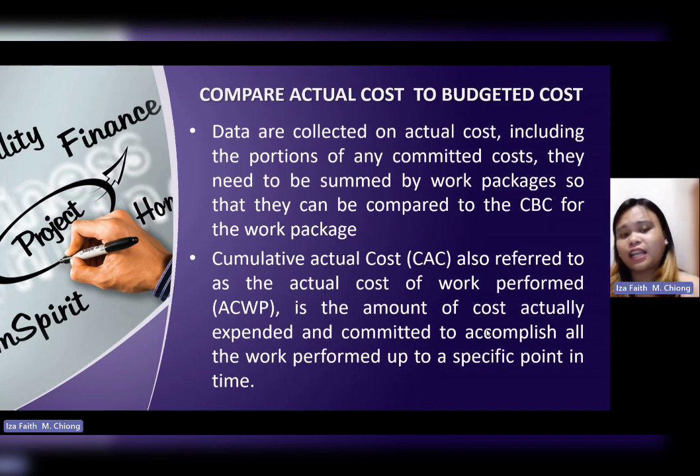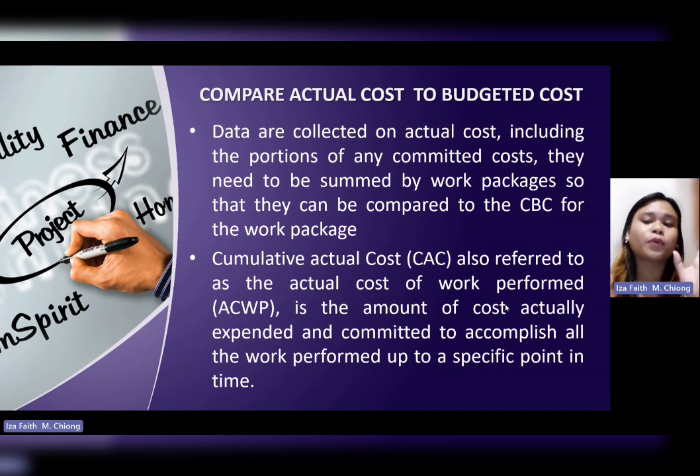While cumulative actual cost, also referred to as the actual cost of work performed, is the amount of cost actually expended and committed to accomplish all the work performed up to a specific point in time. So actual cost refers to the actual amount of money spent on a particular project, task, or business activity, while budgeted cost refers to the estimated amount of money that was planned or budgeted to be spent on the same project, task, or business activity.